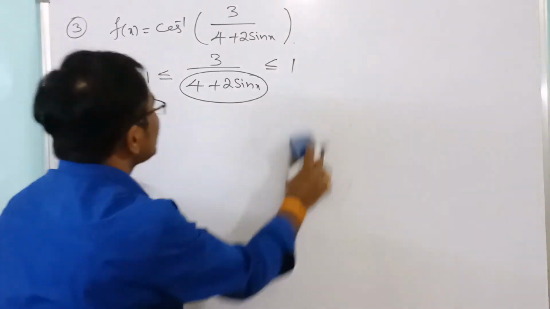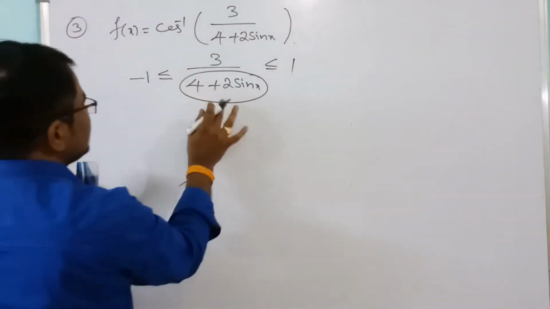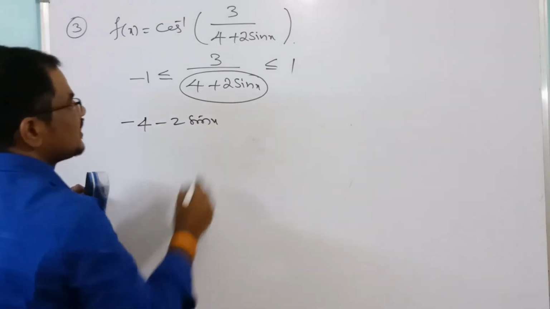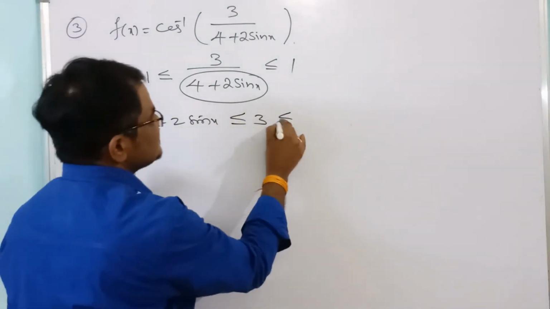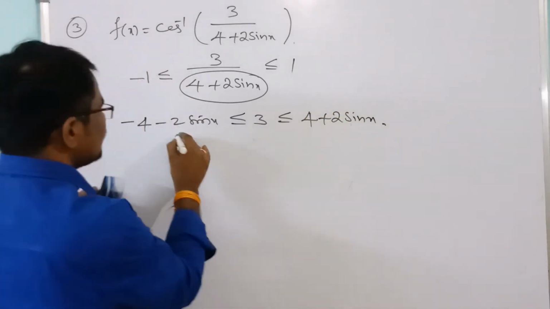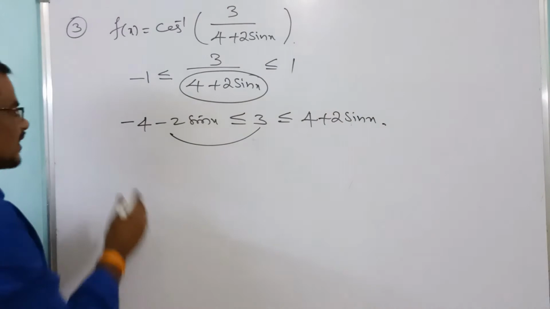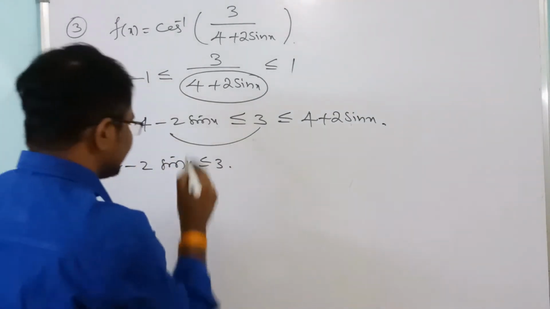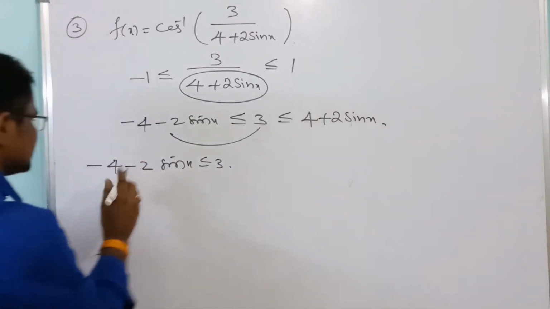So that's why, clearly, you can easily multiply like this: minus 4 minus 2 sin x less than or equal to 3 less than or equal to 4 plus 2 sin x. Now first you take this one: minus 4 minus 2 sin x less than or equal to 3.